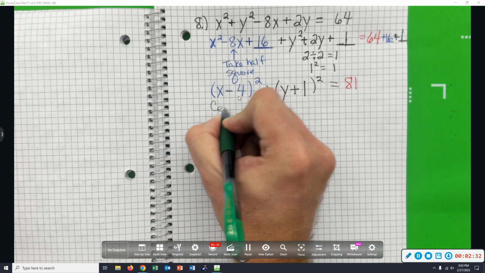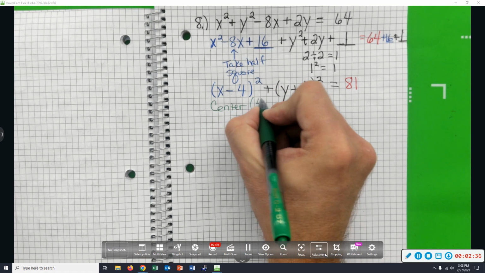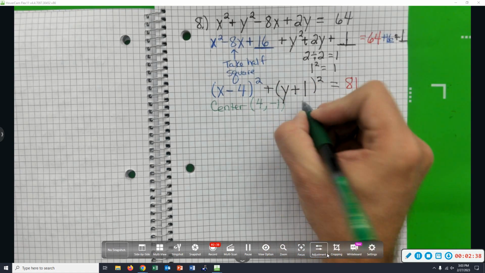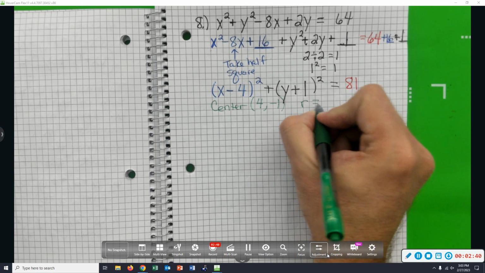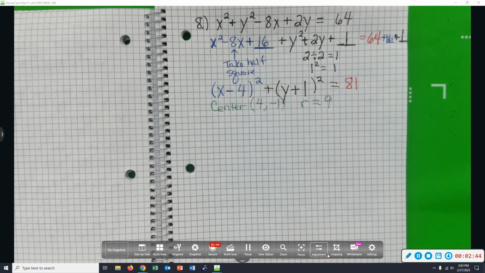So let's see. What's the center? 4, negative 1. And the radius is 9. Oh, that's hard to see. I've only been using red. Change sign, take the square root.